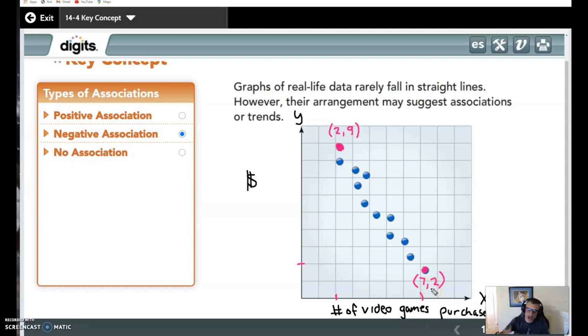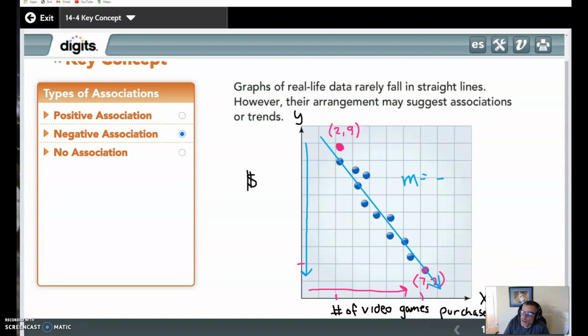And as I continue to move in this direction on my x-axis, I buy more and more video games. The amount of money in my account is going to plummet. This is Mr. Agnos's bank account, right? Because he's buying video games and computer parts. So the more video games and computer parts I buy, the less money I have. And we can model that with a line that goes down from left to right, and that line is going to have a negative slope. So that's what we call negative association, right? As x gets bigger, y gets smaller.